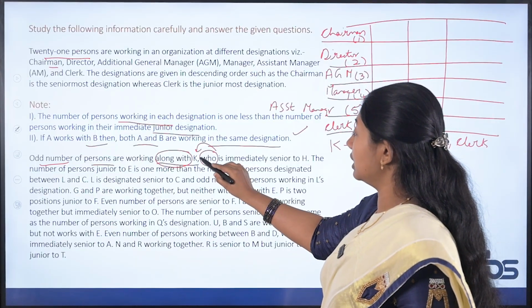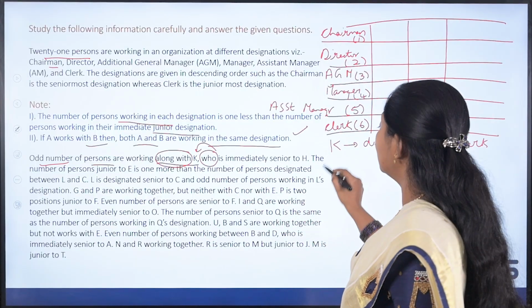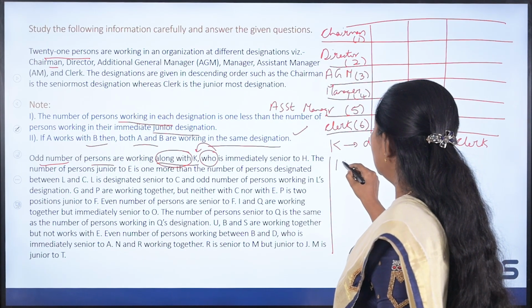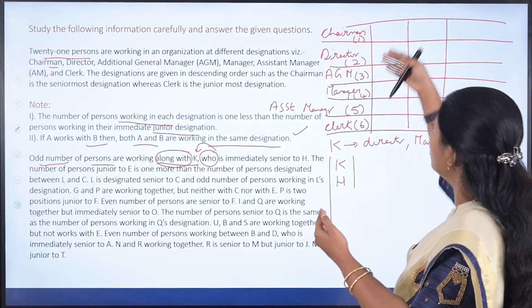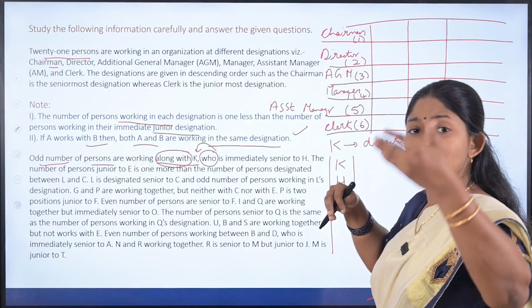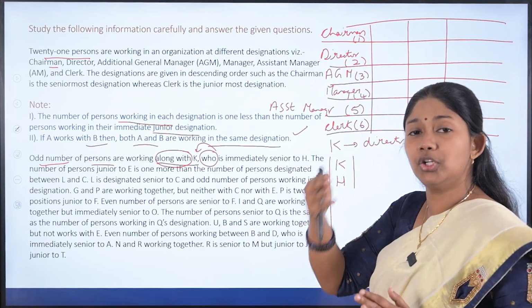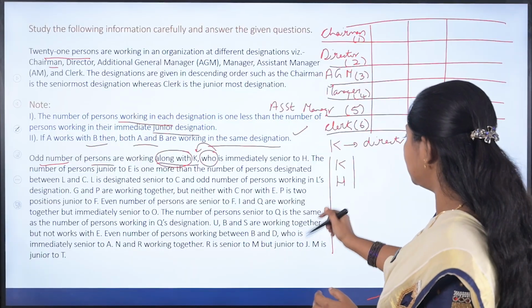So here they have mentioned K who is immediately senior to H. So K is immediately senior to H. That also I have mentioned. I don't know, many possibilities are there. So first I will list out all the things, then I will try to think from where to start.